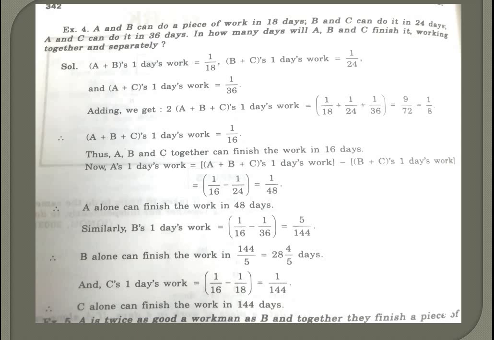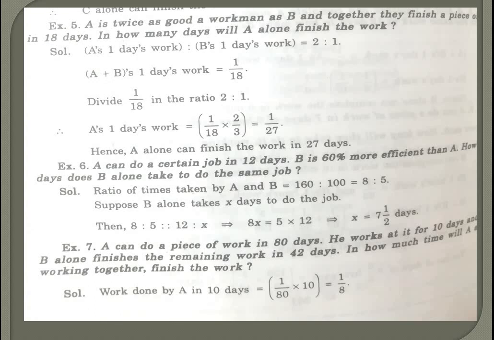So likewise, we will be finding all of them separately. Okay. Next, this is the ratio sum. A is twice as good as workman as B, and together they finish a piece of work in 18 days. In how many days A alone finished the work they have asked.